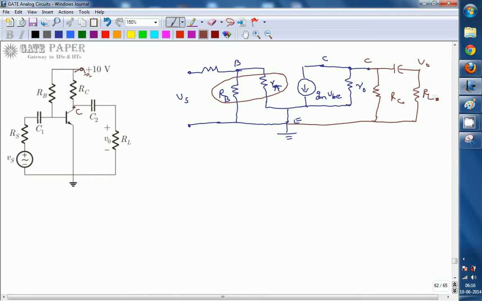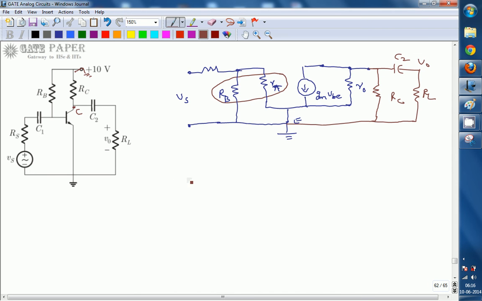So this is C2, and this C implies nothing but the collector terminal. Don't confuse with that one, so I am removing it now. Now we are going to calculate the lower cutoff frequency due to C2.